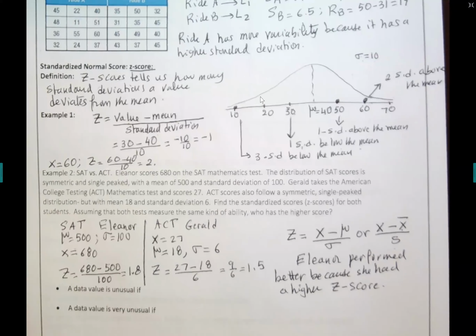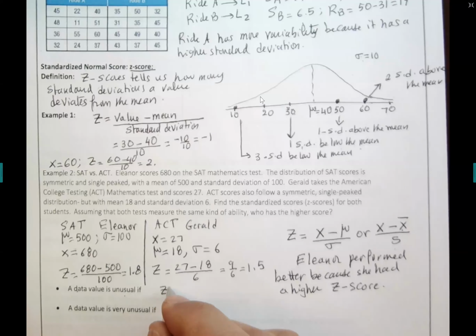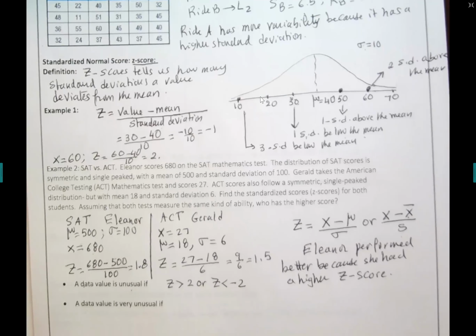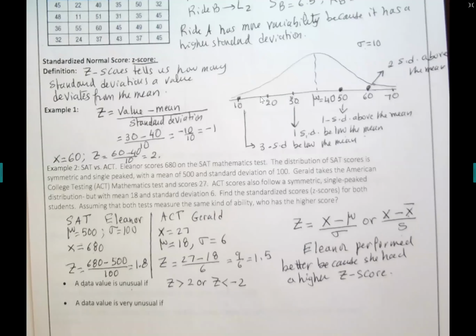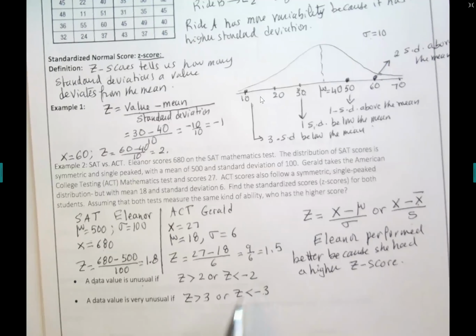In conclusion, a value in a data set is unusual if it is above 2 or below -2. So if you get a z-score of 2.5, guys, that's unusual. A data value is very unusual if it goes beyond 3 standard deviations: z greater than 3 or z less than -3. So below -3 on the negative side or above 3 on the positive side would make it very unusual.